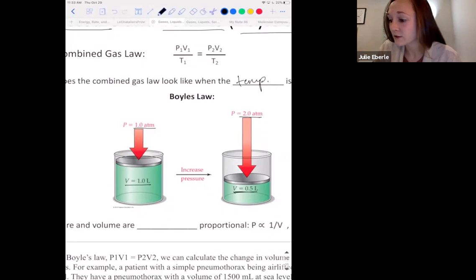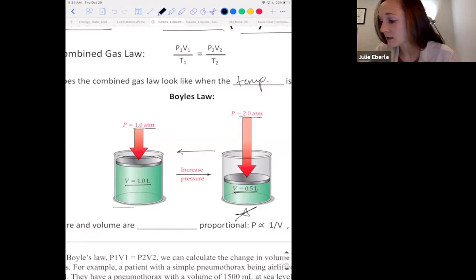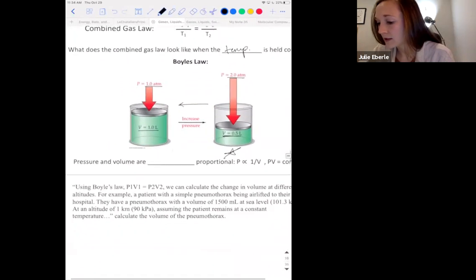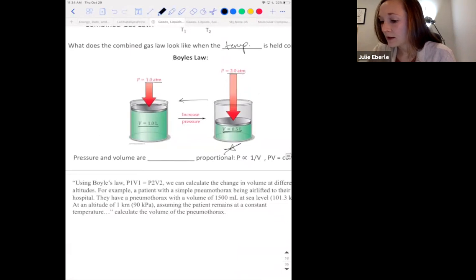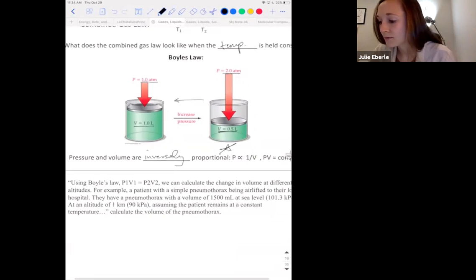Vice versa. If we start on the right side with a small volume, and we increase the volume, what did we do to pressure? If we increase volume, we decrease pressure. So if you increase one, you decrease the other. If you increase the opposite, you'll decrease the opposite property. So pressure and volume are inversely related or proportional. And this little squiggle mark, that's what it means.